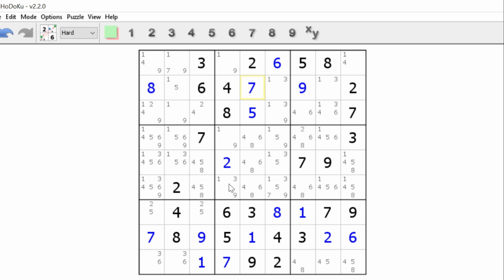1 9, 1 9, 1 3 9. It has to be a 3. These 3s, we can eliminate 3s from the rest. We are able to do that.